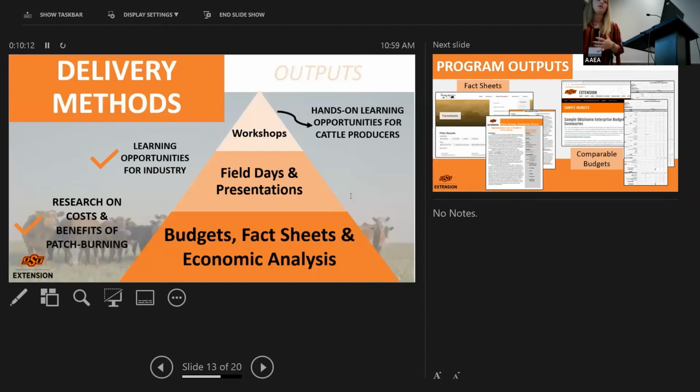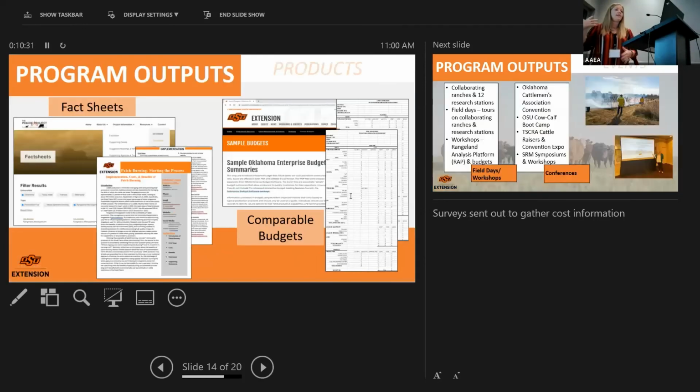Okay, so now that I've kind of gone over the research, how are we going to get this research out there to cattle producers? We're going to use these budgets and fact sheets to present, and we're going to have field days and presentations, and then ultimately these workshops where cattle producers can come in, use these budgets and numbers that we've estimated to project what patch burning could potentially cost them and their operation. So breaking that pyramid down a little bit further, we're offering these budgets and fact sheets that can be found at the OSU Extension website, as well as the Prairie Project website.